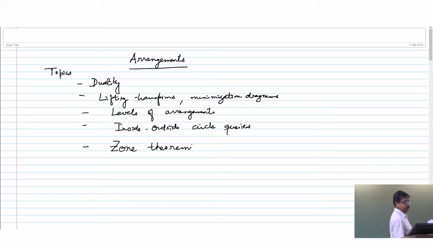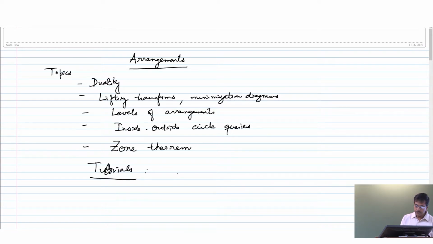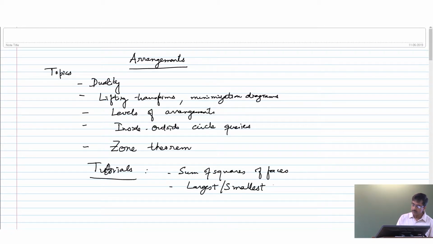Okay. Zone theorem. And then I have some tutorials in the afternoon. So, for tutorials I want to do some applications of some of these techniques and something about sum of squares of faces, largest, smallest triangles, and so these are applications of the techniques that we develop.